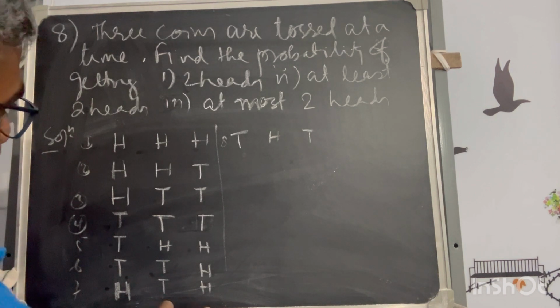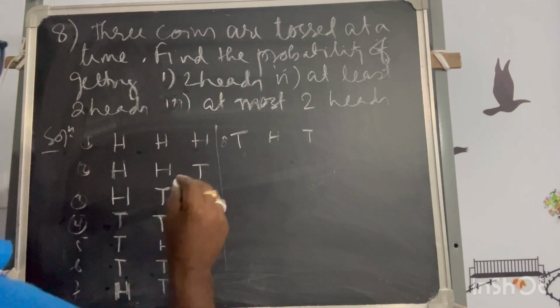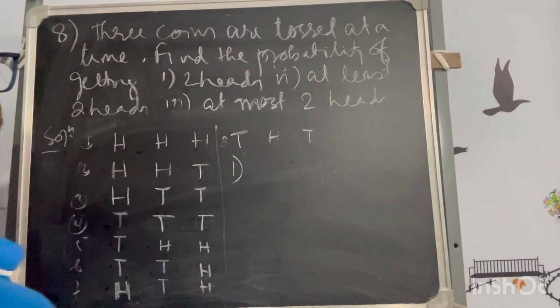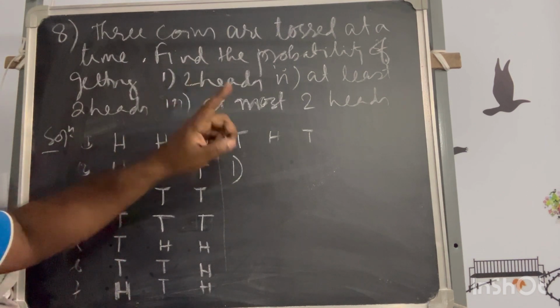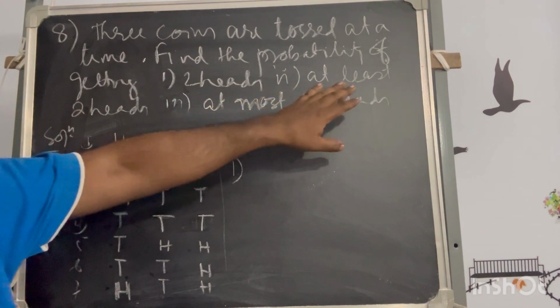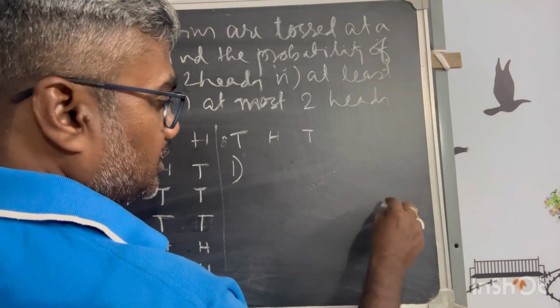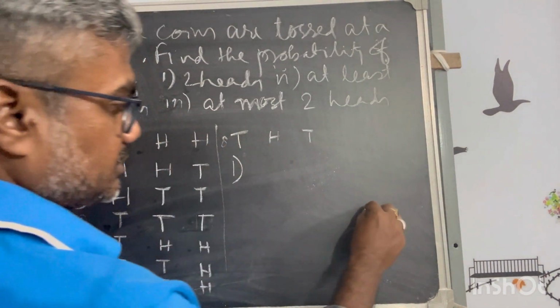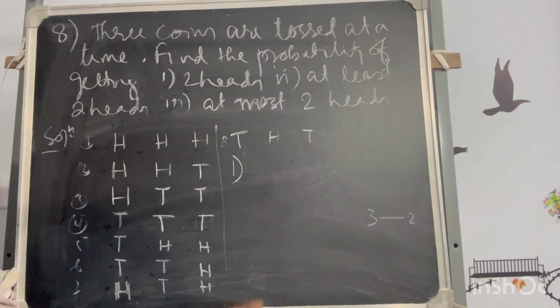Okay, any other possibilities may not be possible. Fine, now we'll do the first one. What it says: two heads. Now two heads, and the next one is at least two heads. That means at least two heads, the number of head possibilities 3, at least 2, so between 3 and 2 we have to choose.